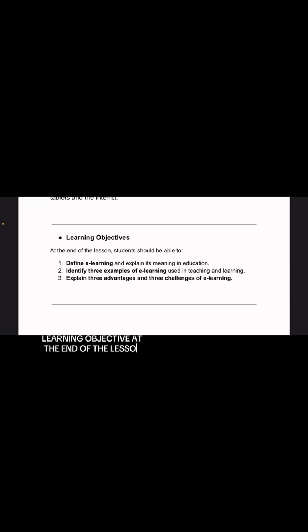Learning objectives: at the end of the lesson, students should be able to define e-learning and explain its meaning in education, identify three examples of e-learning used in teaching and learning, and explain three advantages and three challenges in e-learning.